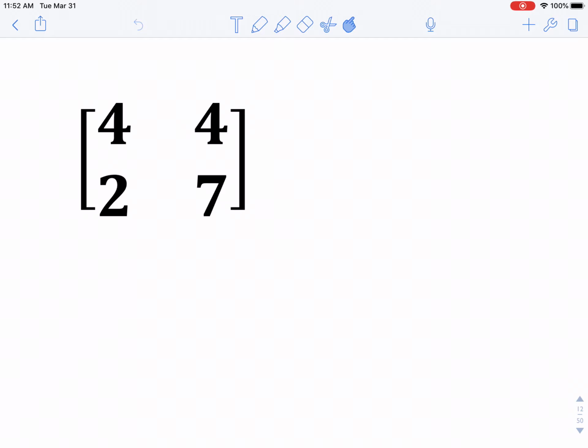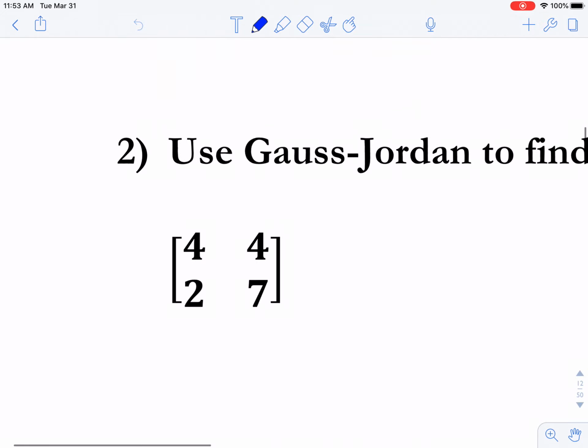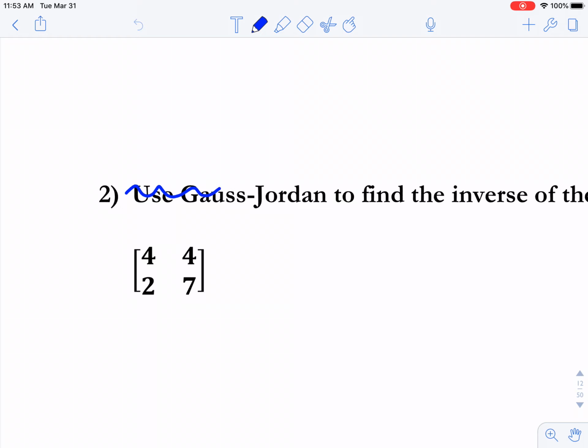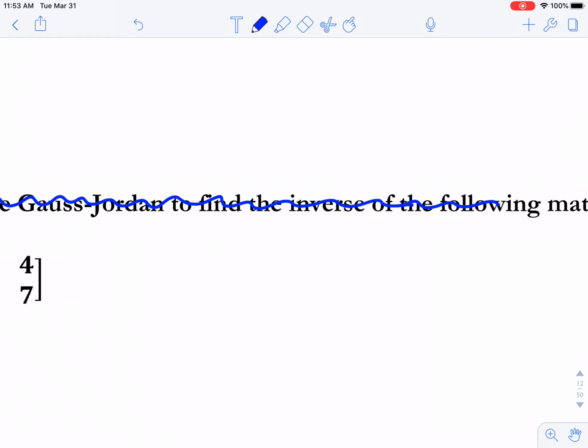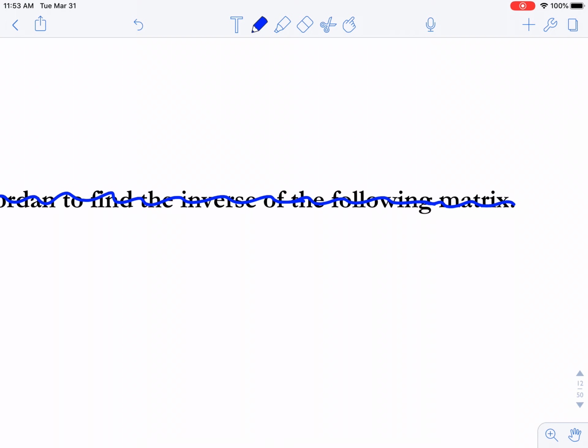Hello! Here we are on day 3 of e-learning, and I am going to do a quick example of how to find an inverse. Now this says use Gauss-Jordan, which is one of the ways to find an inverse, but we are not going to do that. We are getting rid of that part of this unit.